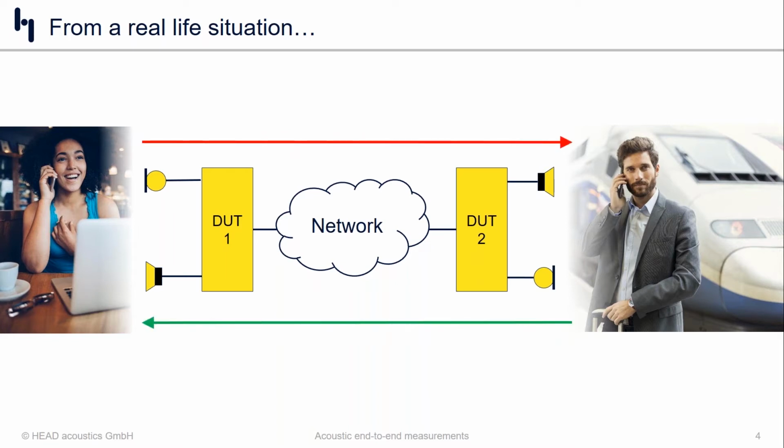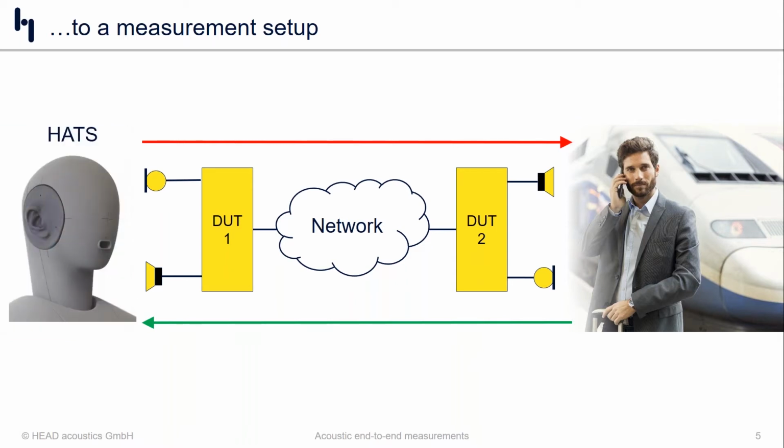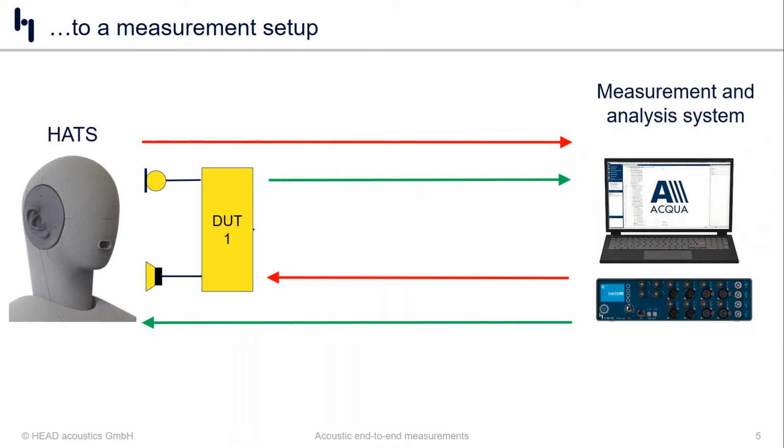Now, what we want to accomplish then is, when we have that communication path from one side to the other, from a test perspective, what we normally do is replace the near end user with a HATS, and the entire network, second DUT and far end user we replace with a measurement and analysis system. So of course in the HEAD acoustics domain we talk about ACQUA and we talk about the Labcore from the far end side, and then on the near end side we have our head and torso. The head and torso of course does a great job of representing us, at least acoustically, in the sound field and interacting with the device acoustically.